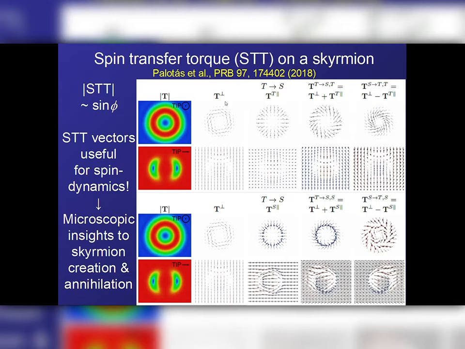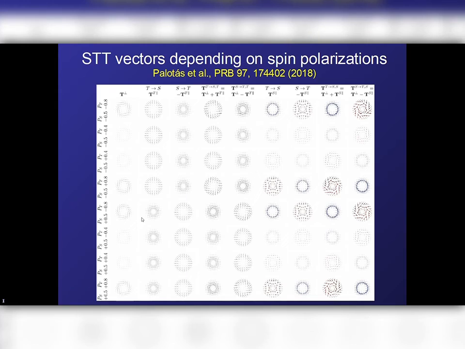This is the out-of-plane component, and the in-plane component acting on the tip. The out-of-plane component is the same. This is acting on the sample, and you can combine them depending on the tunneling direction. You can get different types of spin transfer torque vectors. We calculate these quantities, and we want to use them in the future in spin dynamics to get microscopic insights into the skyrmion creation and annihilation, as I explained in the motivation slide.